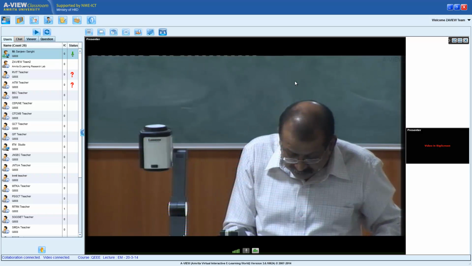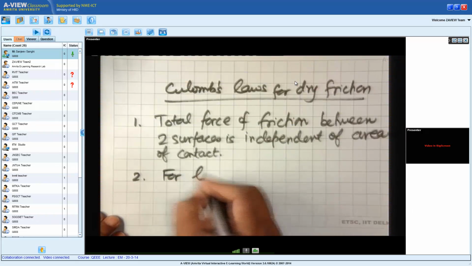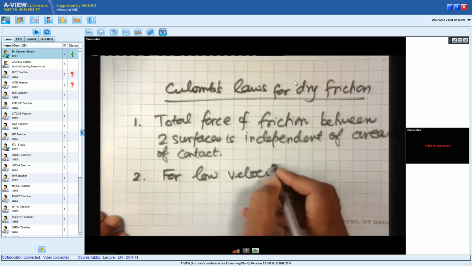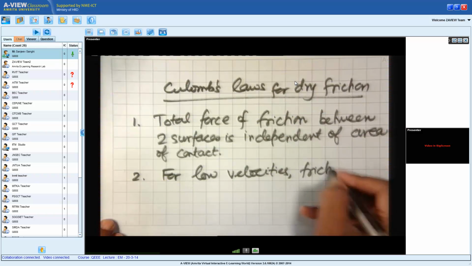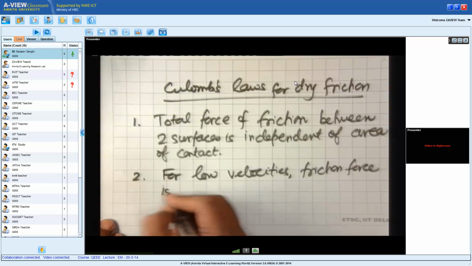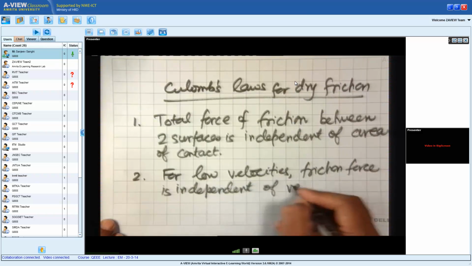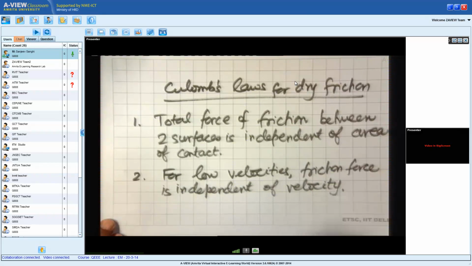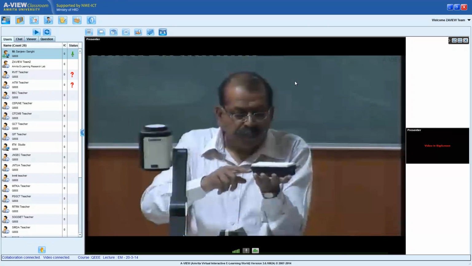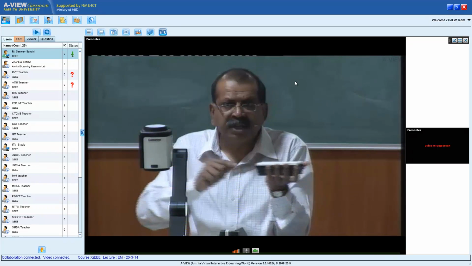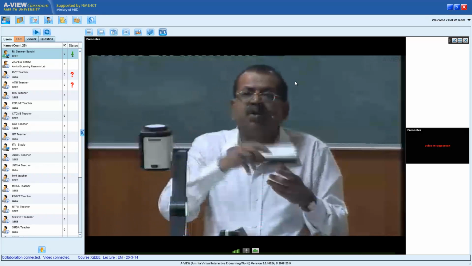Then we have the second law for friction, which is: for low relative velocities, friction force is independent of velocity. So that means if I have this duster, I push it with a very large force or I push it with a very small force, if it is moving, then the force of friction will not depend on the velocity of the duster.